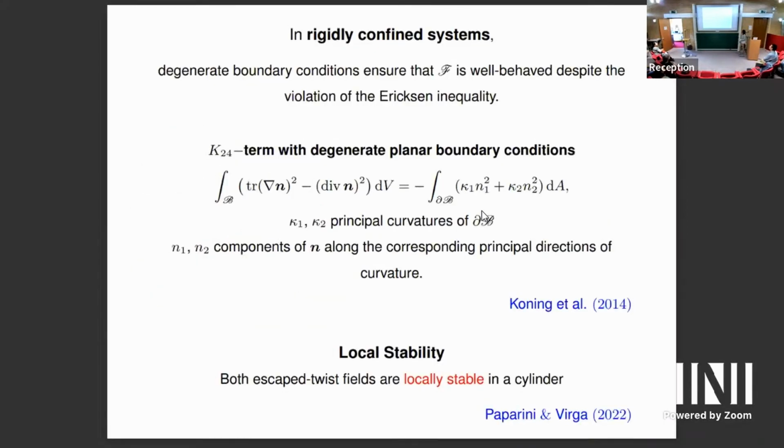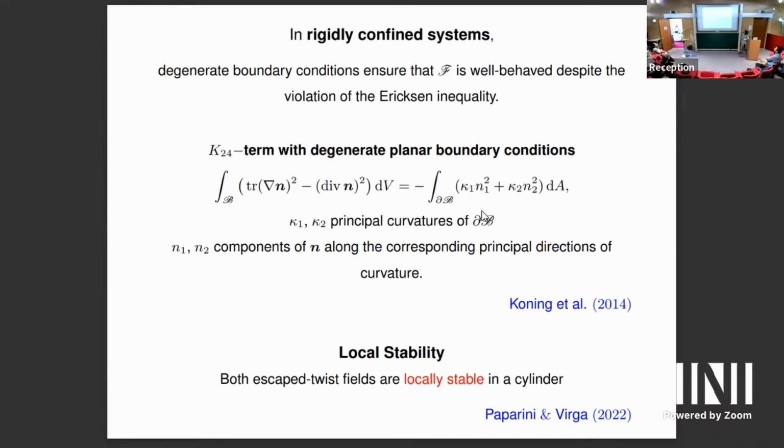In rigidly confined systems, the degenerate boundary conditions save the day for the ground state. Indeed, this is provided by the form of the K2 integral in the Frank energy, which has this form when the degenerate planar boundary conditions hold, and it ensures that the Frank free energy stored in a cylinder is bounded below, and it is also well behaved despite the violation of the Ericksen inequality.